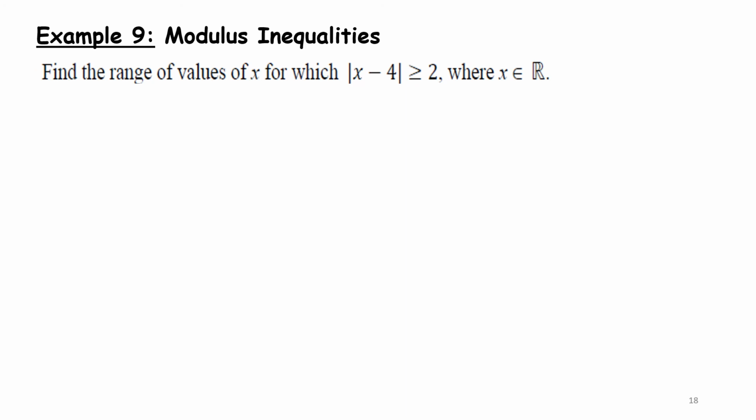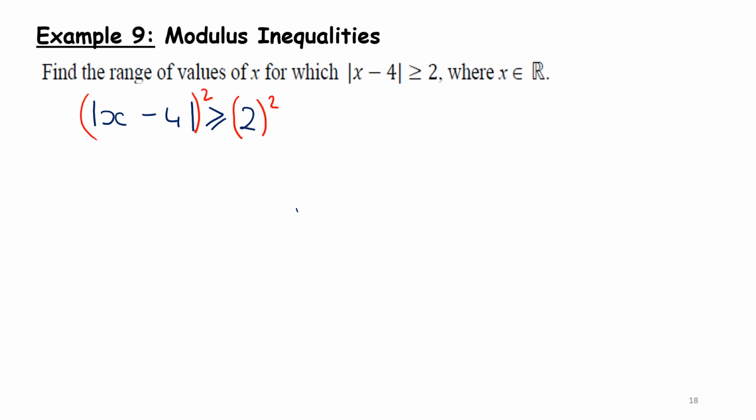So now let's look at how we could approach a modulus inequality. So find the range of values of x for which the absolute value or modulus of x minus 4 is greater than or equal to 2. So what we're going to do here is we're going to say, well, I don't know whether that x minus 4 is positive or negative. However, if I square it, it will definitely be positive.